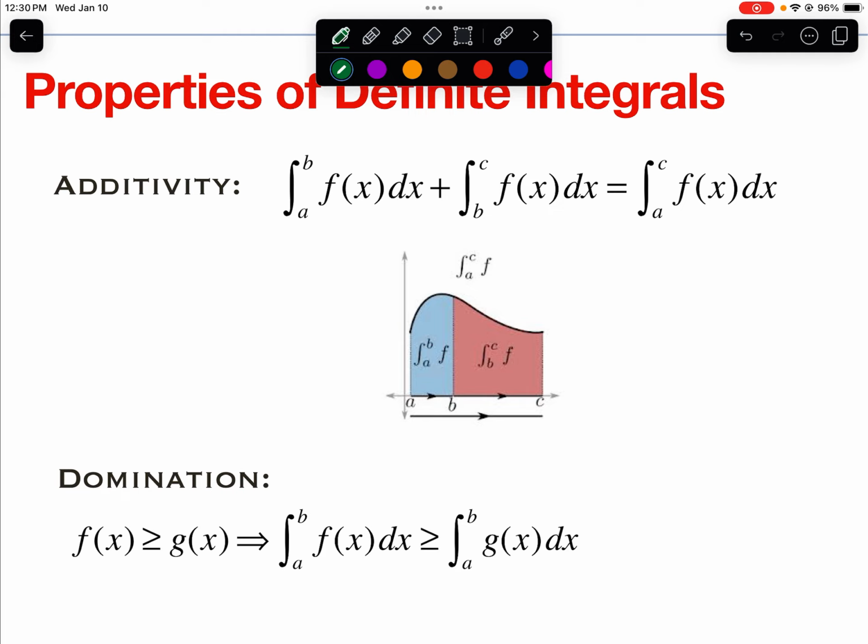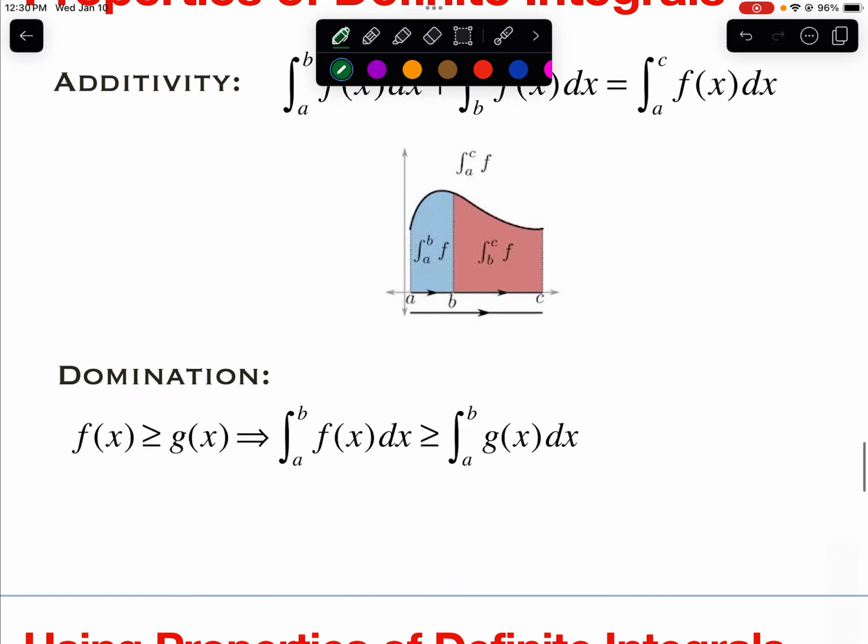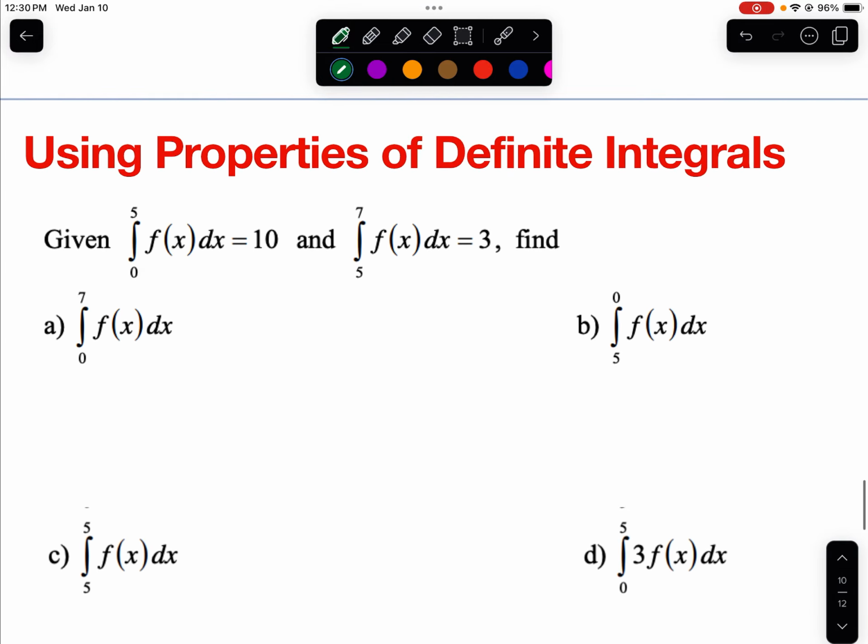Finally, the domination property here, if f of x is greater than or equal to g of x for all x, in other words, f of x is taller than g of x, well, then the area under f of x is going to be greater than the area under g of x, because f of x is taller. It's got more area under it. That's the domination property for you. We're going to use these properties to evaluate some definite integrals.